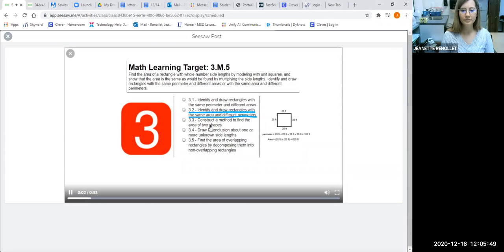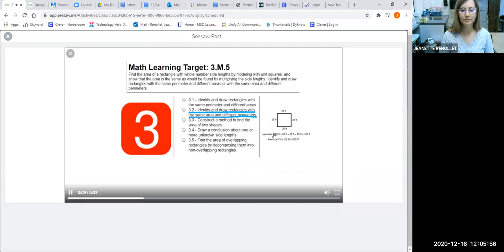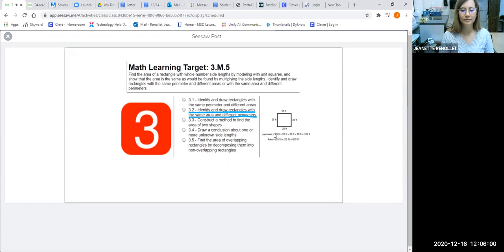Math Learning Target 3.m.5. Find the area of a rectangle with whole number side lengths by modeling with unit squares and show that the area is the same as would be found by multiplying the side lengths. Identify and draw rectangles with the same perimeter and different areas, or with the same area and different perimeters. Today the focus will be on identify and draw rectangles with the same area and different perimeters.